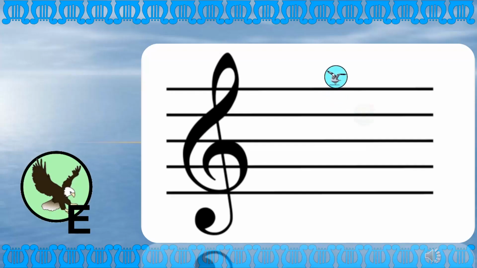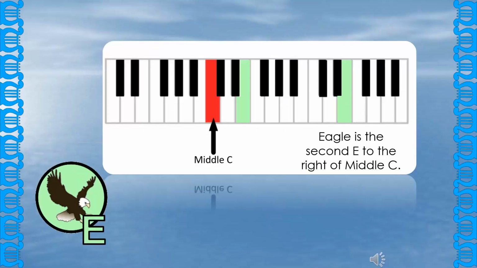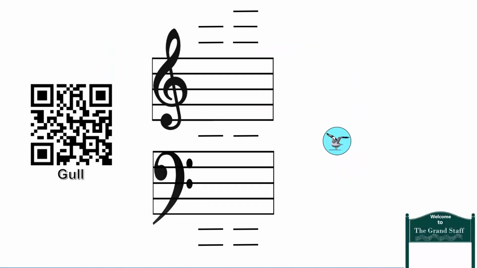Here you can see we have the Gull and the feather that fell out of his tail, and then the Eagle moving down and away from the Gull as fast as possible. Eagle is the second E to the right of middle C. Gull is now on line arrest here at the top and has recently joined a support group to help him stop stealing food.